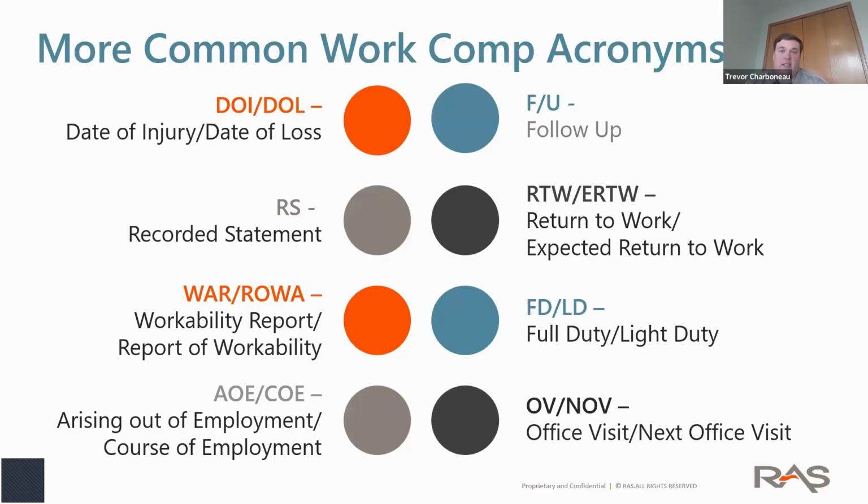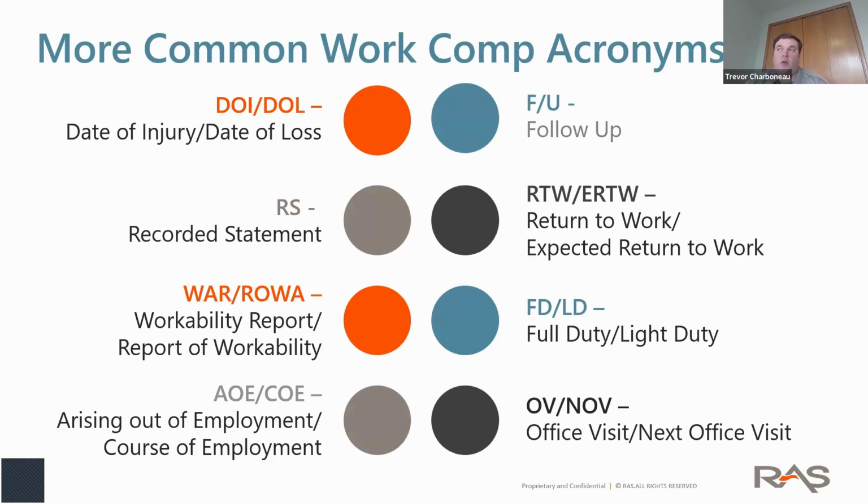The next one we have is F-U, which is just follow up. Again, this is something you're going to see in the claim notes from adjusters. This one's kind of universal. All adjusters will put this in their claim notes. So if for whatever reason you're looking on the portal and you see F-U, just know we're talking about follow up.